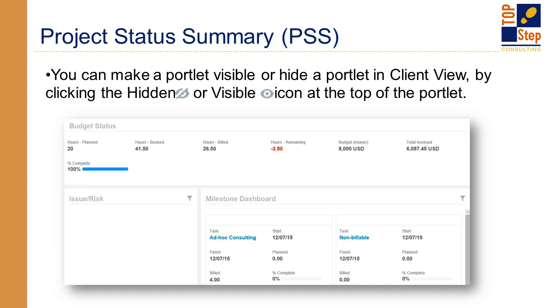Below the header, you can add a series of customizable portlets which show information on tasks, task assignments, bookings, issues and risks, milestones, budget status, and many other project-related information. You can also pull in a project status message, which can be entered in a text box within the project properties form. You can make these individual portlets hidden or visible by clicking the icons that appear at the top of the portlets.